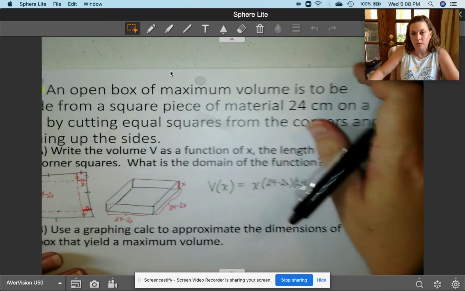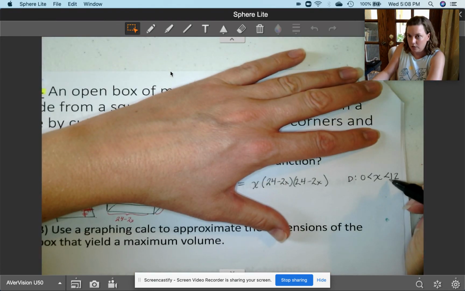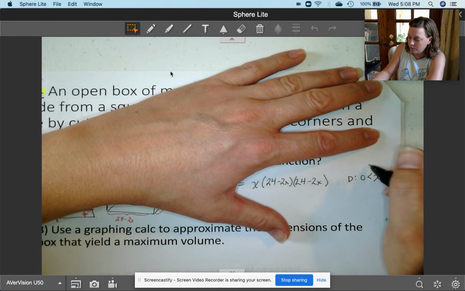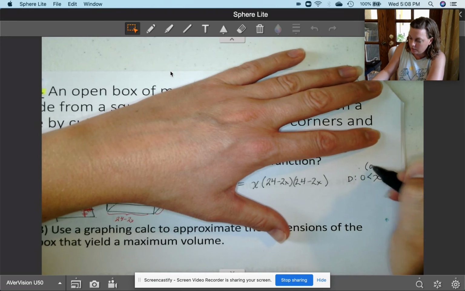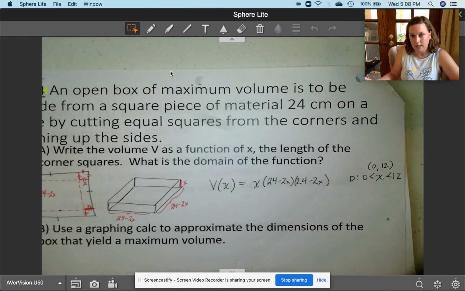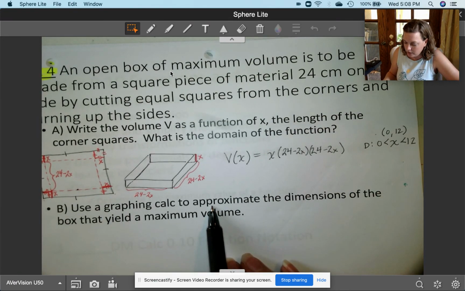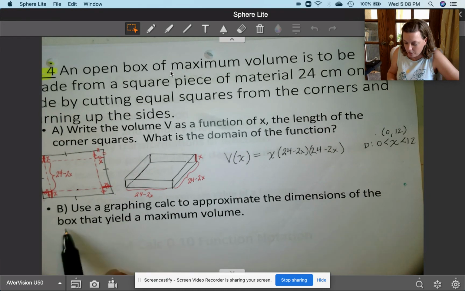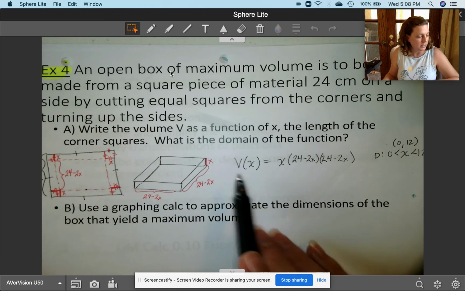Absolutely. So that's one way we could write it. This is inequality notation because I'm using inequality symbols, but we could also say that x had to be between 0 and 12 with parentheses. So that's the same way to say it. All right, now we want to use a graphing calculator to approximate the dimensions of the box that yield a maximum volume. Well, let's graph this and see what it looks like.